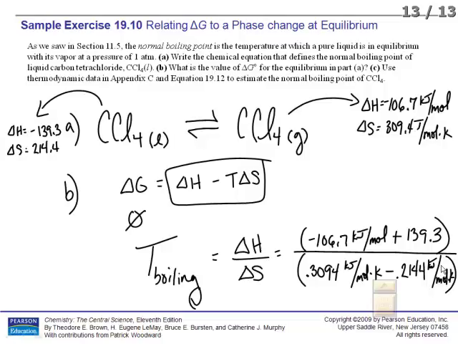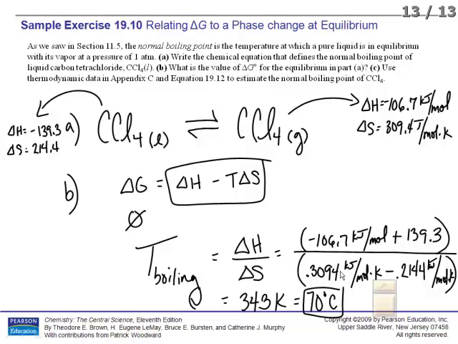So negative 106.7 plus 139.3, that's your numerator, divided by, open parentheses, 0.3094 minus 0.2144, close those parentheses. Alright, I get a temperature of 343 Kelvin. Obviously we want to change that back into Celsius, so subtract 273. I get approximately 70 degrees Celsius. Check the book. Fabulous! Alright, that was part A and part B.